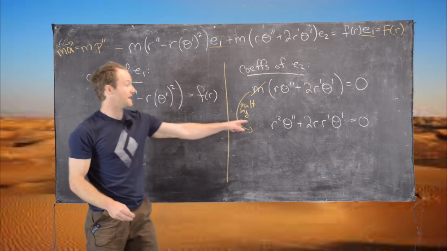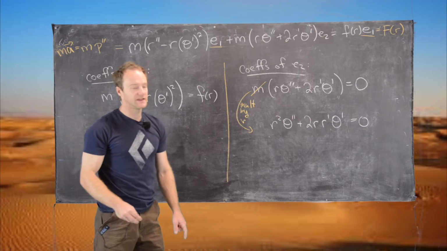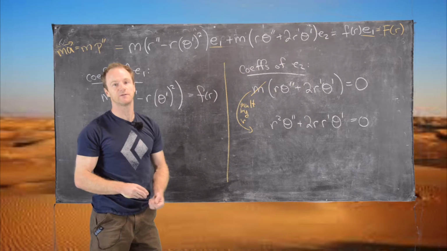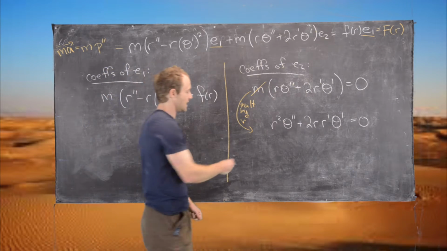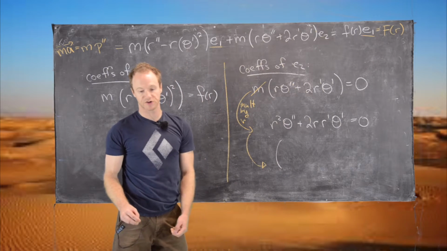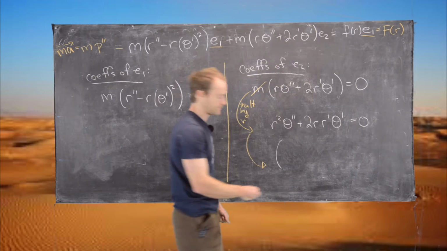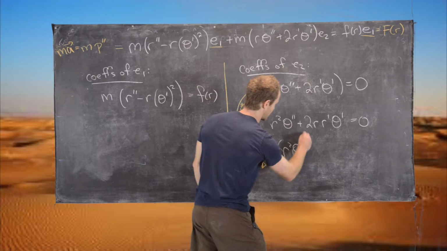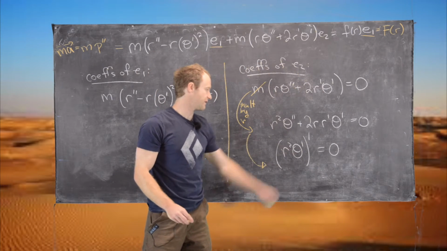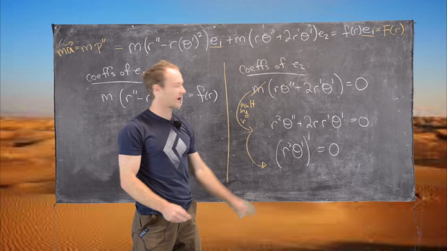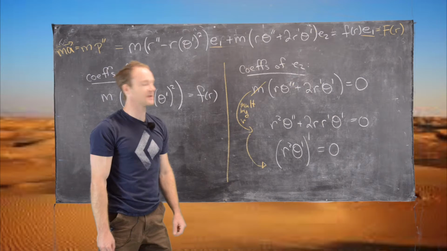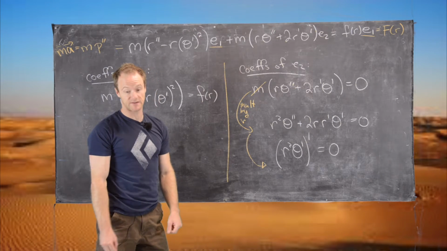Okay, great. But now, if you look at this very closely, this is actually the derivative of a single function. And that single function is the product of two functions. So now we're going to notice that this is the derivative of r squared times theta prime, so the derivative of r squared theta prime equals 0. Notice, if we take the derivative of r squared theta prime using the product rule, we get r squared times theta double prime, and then we get 2r r prime theta prime. And so that's how we have seen that.